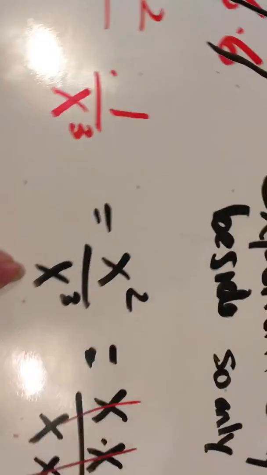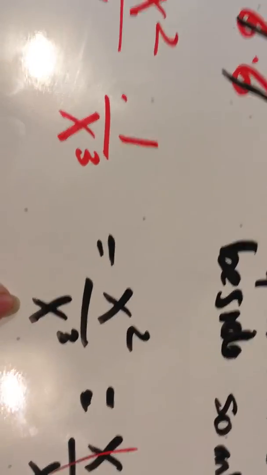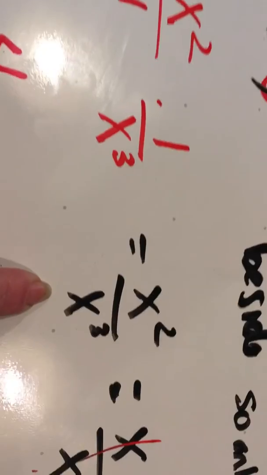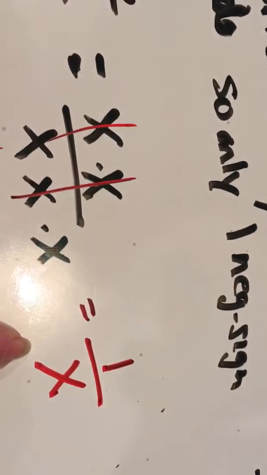Someone else might say to you here, where are there more x's? In the denominator. How many more x's? 1. So your answer is going to be 1 over x.